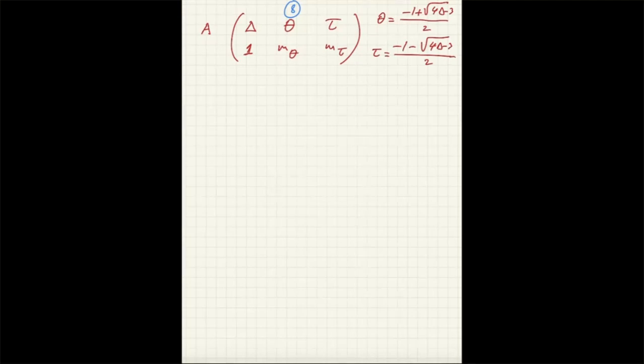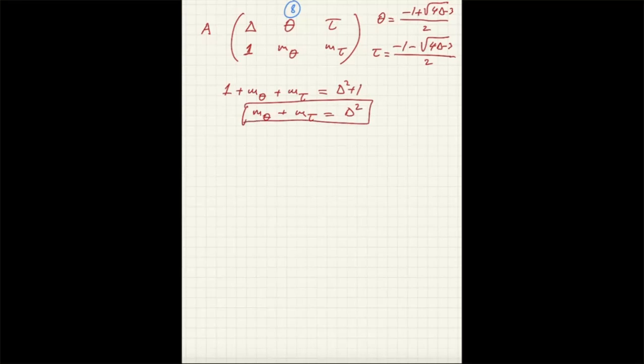Now, the goal here is to go after the multiplicities and try to say something about them. Because the matrix is symmetric, we know that 1 plus m theta plus m tau equals the dimension of the matrix, which is delta squared plus 1. So that gives us one equation: m theta plus m tau must equal delta squared.